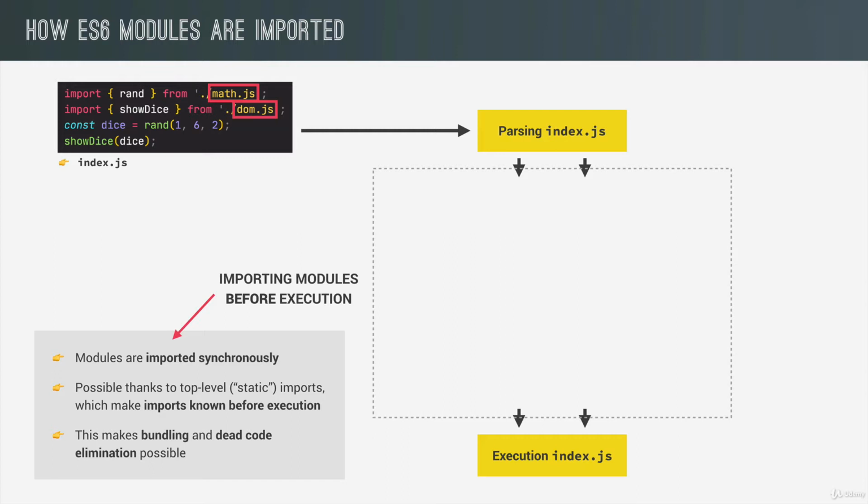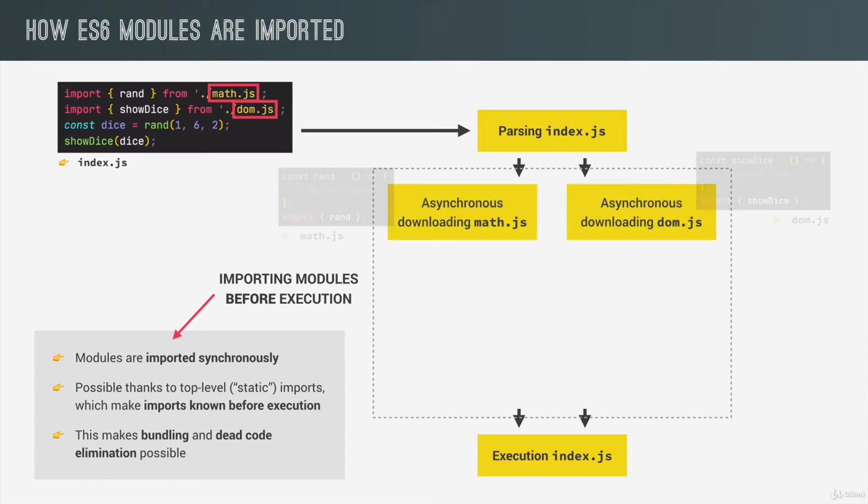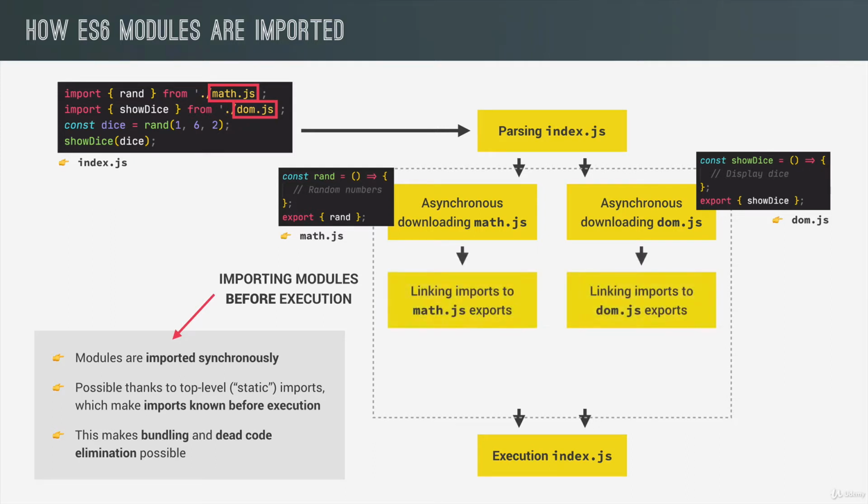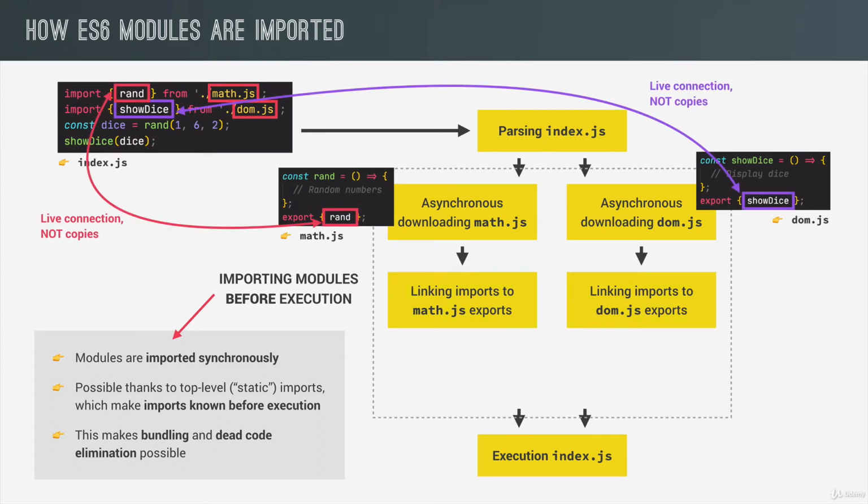So after the parsing process has figured out which modules it needs to import, then these modules are actually downloaded from the server. And remember, downloading actually happens in an asynchronous way. It is only the importing operation itself that happens synchronously. Okay? Then after a module arrives, it's also parsed, and then the module's exports are linked to the imports in index.js. So for example, the math module exports a function called rent.